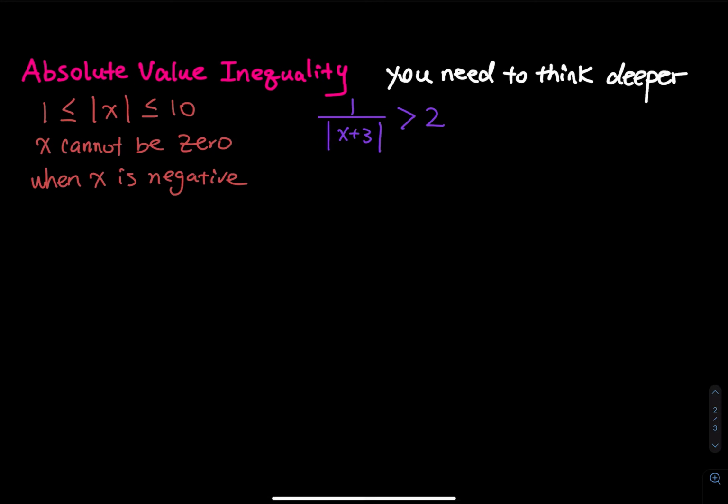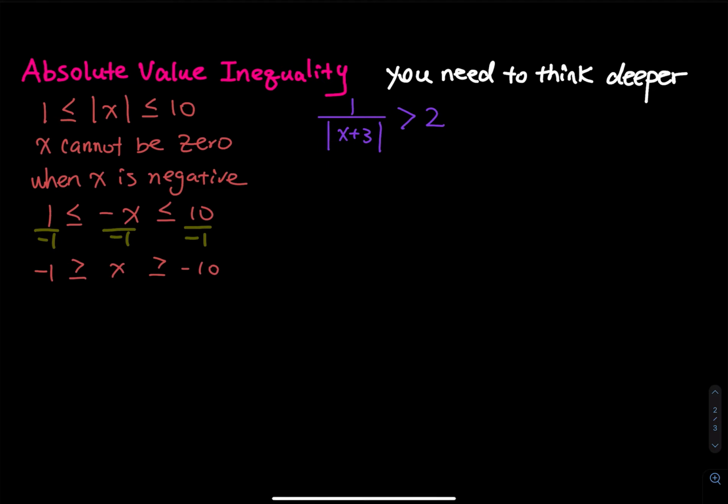Can x be negative? Absolutely, right? So x can be negative 5. Negative 5, once you take the absolute value, you have 5. 5 is between 1 and 10. So you have 1 less than or equal to negative x less than or equal to 10. And then you multiply each side by negative 1. You have negative 1 greater than or equal to x greater than or equal to negative 10.